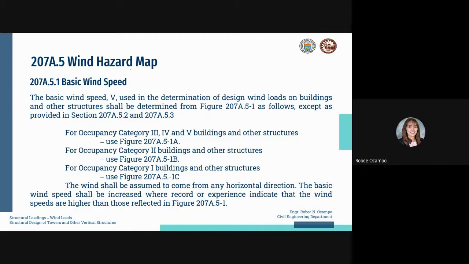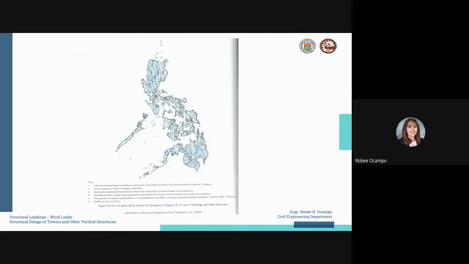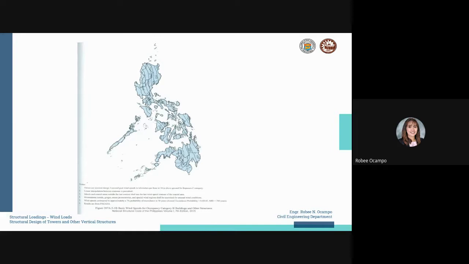So we have here the figures. This first figure has the basic wind speeds for occupancy categories 3, 4, and 5. The next one is for category 2. And the last figure is for category 1. So you can refer to the NSCP if you're going to determine the basic wind speed of the location of your project.